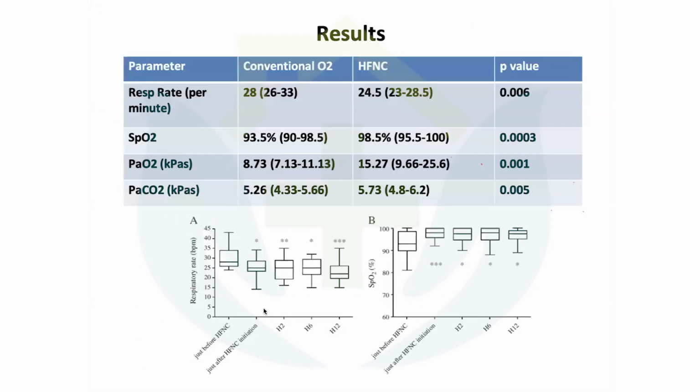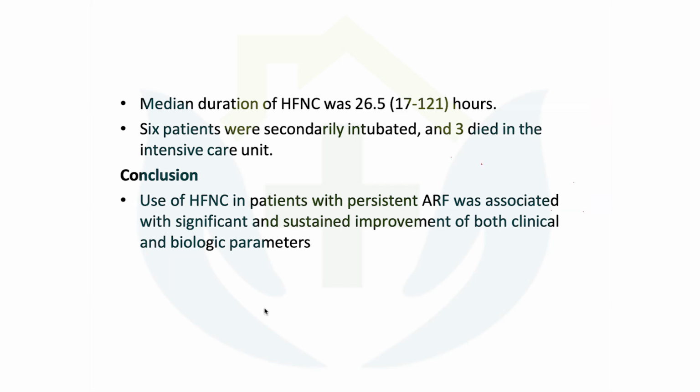And the result found that, compared with conventional oxygen therapy, with HFNC respiratory rate was significantly reduced, SpO2 improved, and PaO2 improved significantly, and the PaCO2 was comparable in both groups. So in conclusion, use of HFNC in patients with persistent acute respiratory failure is associated with significant and sustained improvement in both clinical and biological parameters.